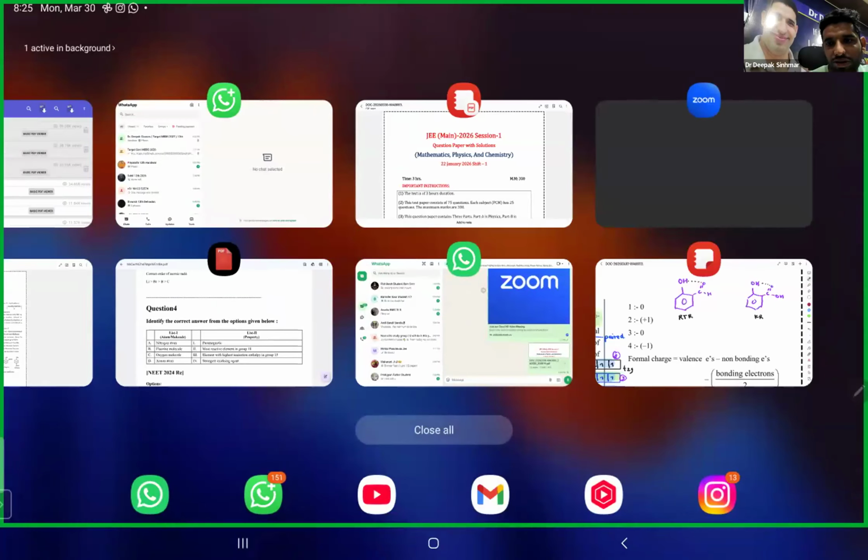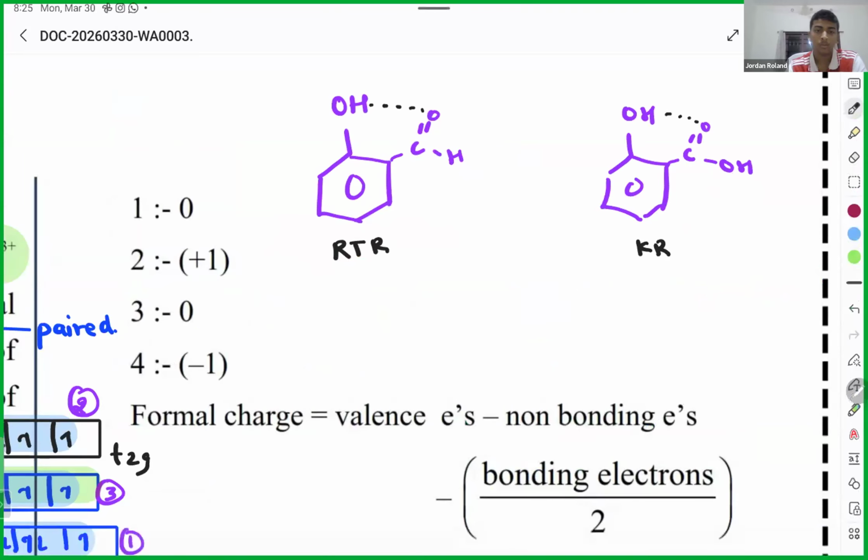Any doubt? No, sir. And how can we separate them? We can separate them by steam distillation.